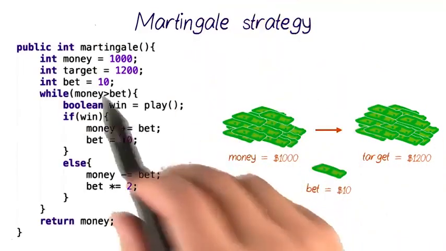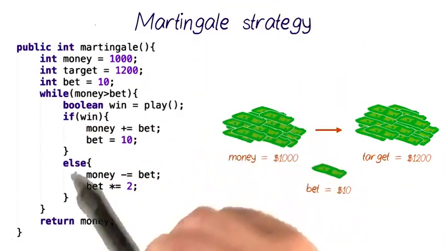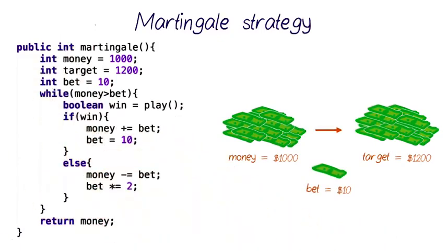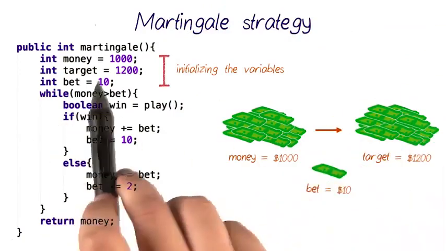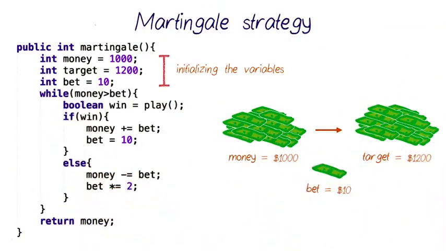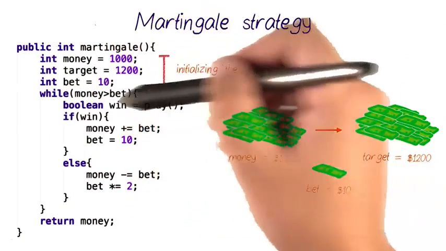Here's the function called martingale. It doesn't have any input parameters, but it returns the integer, which is the value of the money you end up with, which could be either more than what you started with or a lot less. The first thing we do is initialize those three variables here, money, target, and bet, equal to those values. And then we have this while loop.